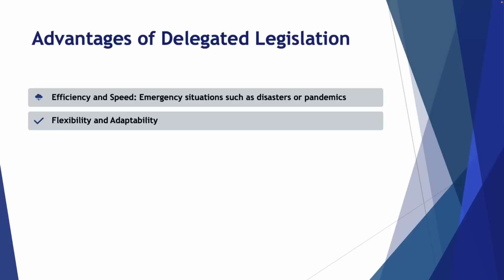Delegated legislation is also flexible and very adaptable. It provides the ability to adapt laws to changing circumstances. Regulatory bodies or ministers are able to then adjust or very quickly update regulations when they need to be updated. This is without the need for a lengthy legislative process.